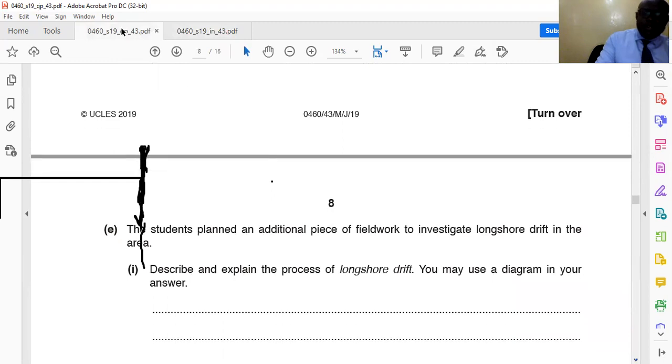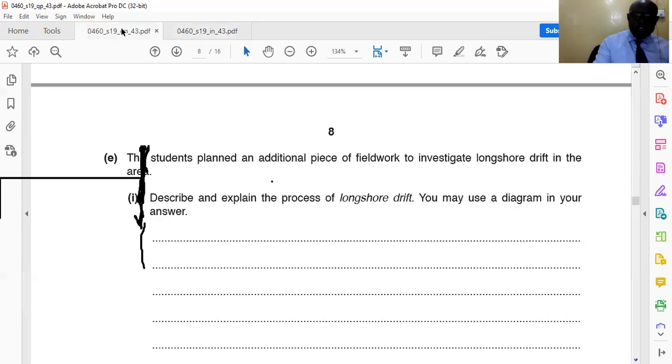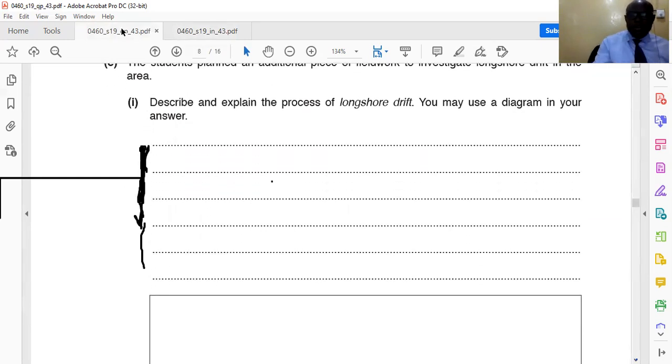Students plan additional piece of work to investigate longshore drift in the area. Describe and explain the process of longshore drift. Well, longshore drift is a process by which beach waves move materials in a zigzag. You know, materials are moved across the beach. You can watch a video on it.